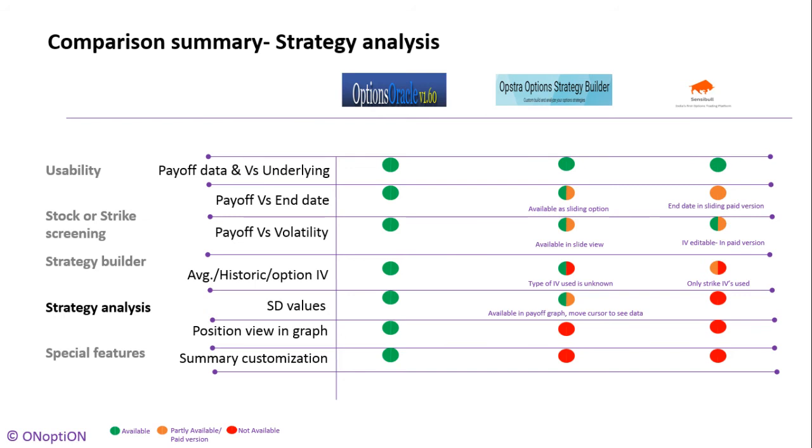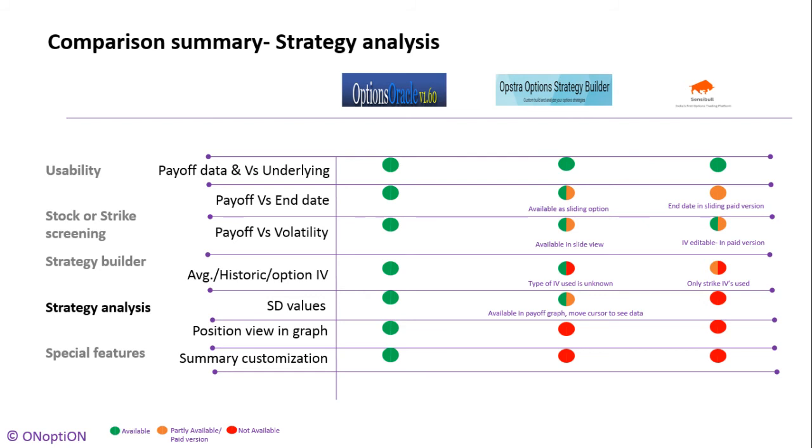Payoff versus volatility is available in OptionsOracle. In Opstra and Sensibull, they have it in a slider, or in Sensibull it's directly editable. And the graph against average IV, historic IV, or option strike specific IV is possible in OptionsOracle. But in Opstra, what type of IV is used is unknown. In the same way, Sensibull is using only the strike IV.